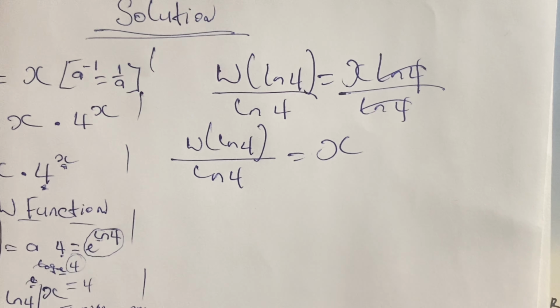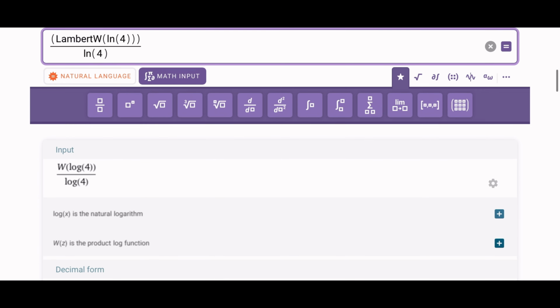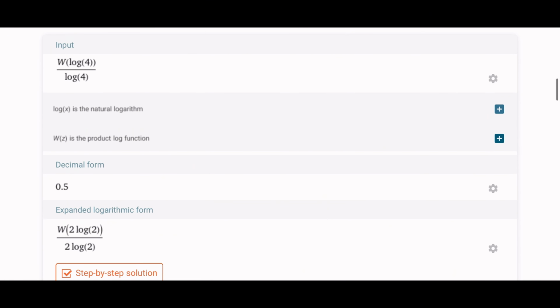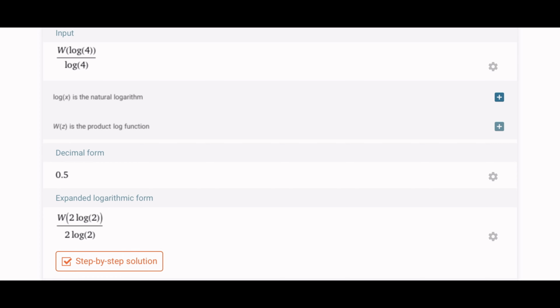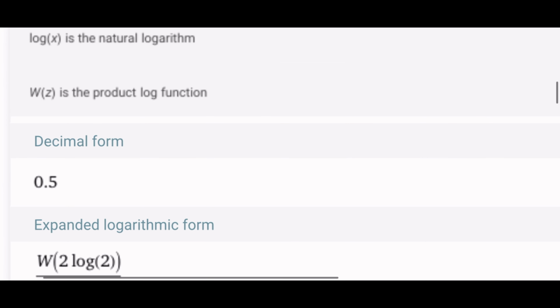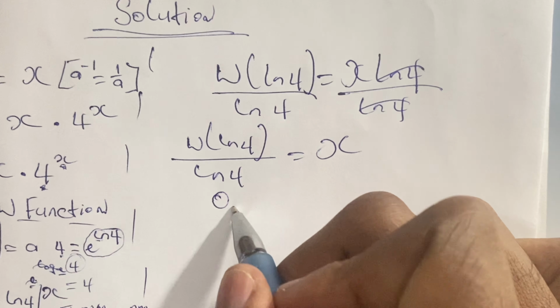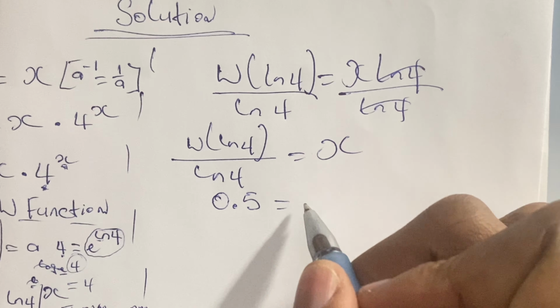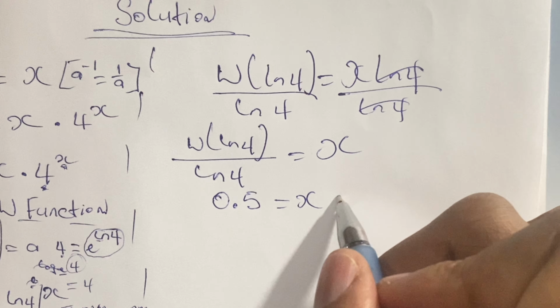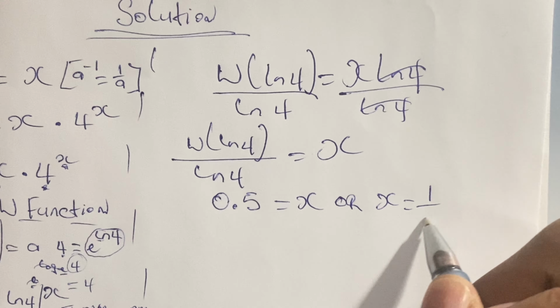Now if we plug this into Wolfram Alpha, which is our calculating tool, and then we scroll down, we see our input and we see the decimal form of this input, which is 0.5. So using our calculating tool, we see that x is equal to 0.5, or we could say that x is equal to a half.